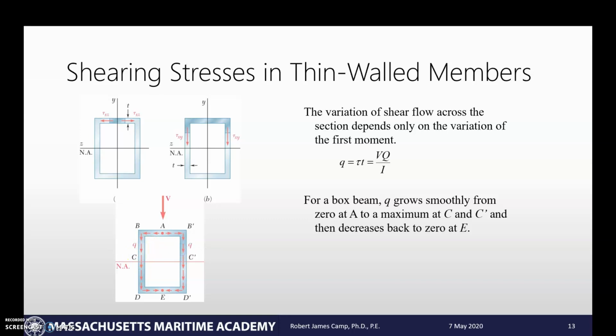It's going to maximize at C, which is our neutral axis, just like with our horizontal shear stress. And then from there, it's going to slowly reduce till it comes back together at point E, where it's also going to be 0.